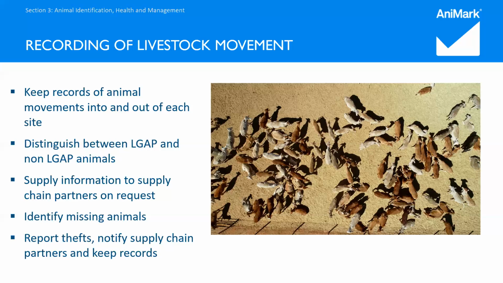If animals are missing, the site should initially do all it can to locate the animals, and if causes that led to the animals going missing are found, these should be fixed. Sites should report suspected thefts to appropriate authorities and notify relevant supply chain partners and keep records including identification details of any missing livestock.